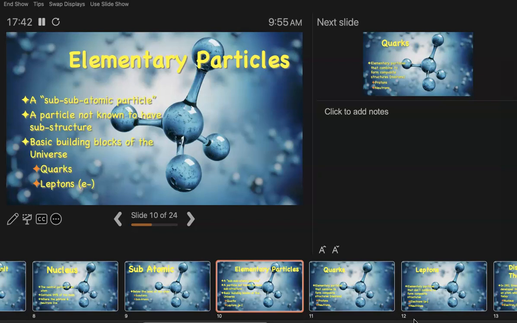Okay. So elementary particles are subatomic particles. A definition, I guess, would be the second bullet here. It's a particle not known to have substructure. There's that word again. They are the basic building blocks of the universe. So, elementary particles come in two kinds. We've got quarks and we've got leptons. Not going to worry about leptons too much.